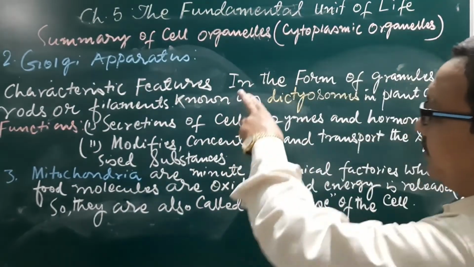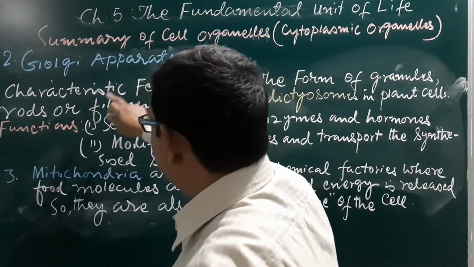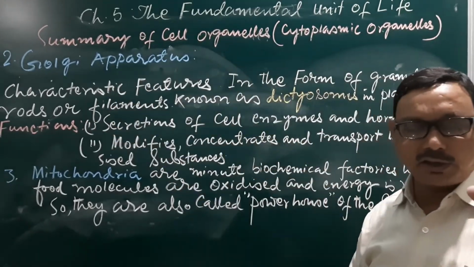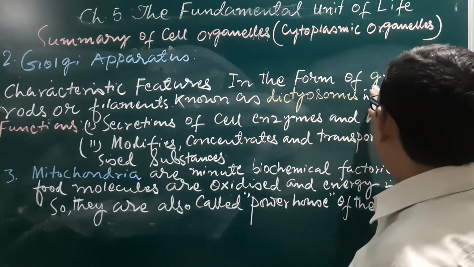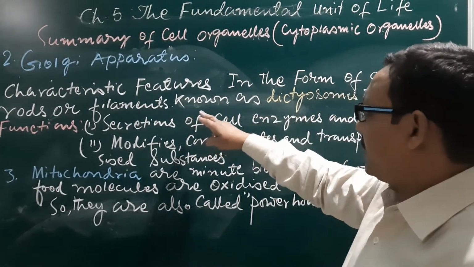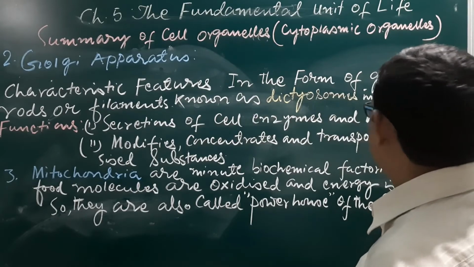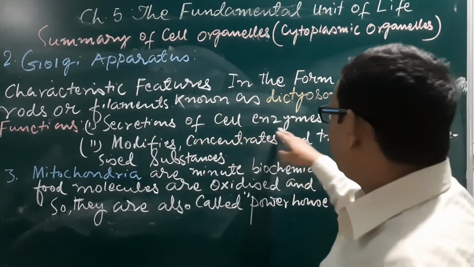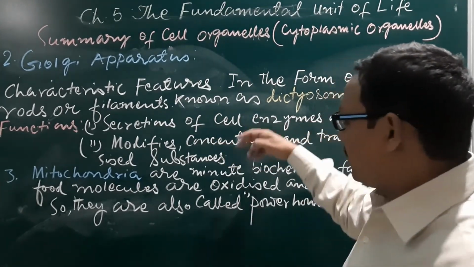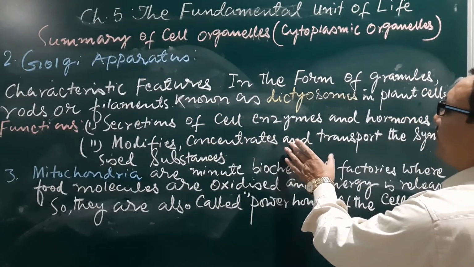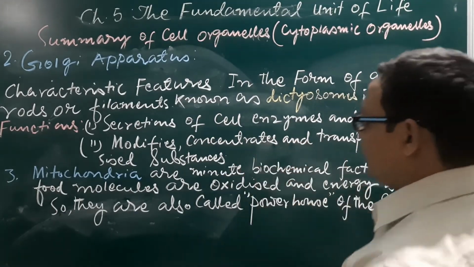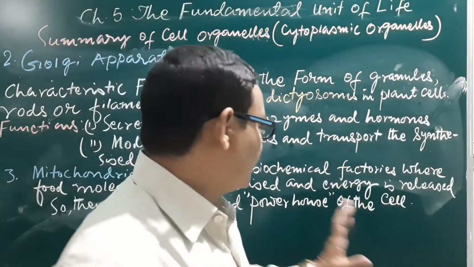Here is the summary for the Golgi apparatus. It is also known as dictyosomes in plant cells, in the form of granules, rods or filaments. Secretions of cell enzymes and hormones. The important functions: it modifies, concentrates and transports the synthesized substances.